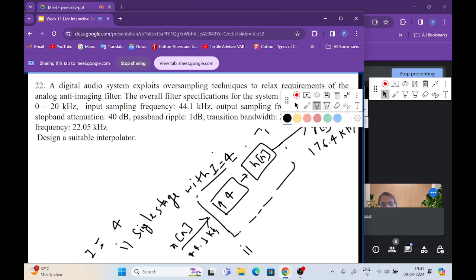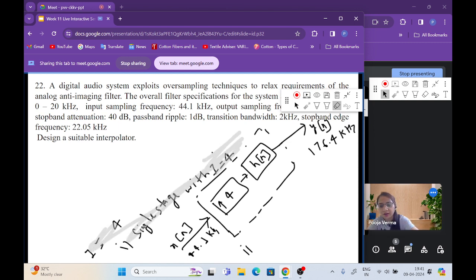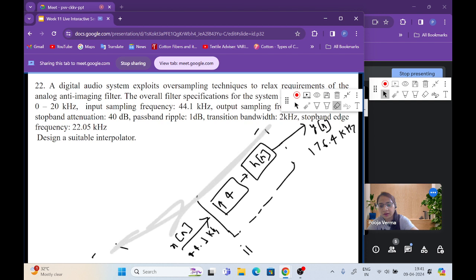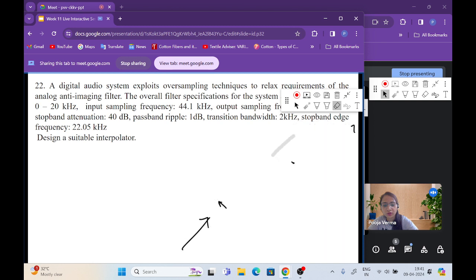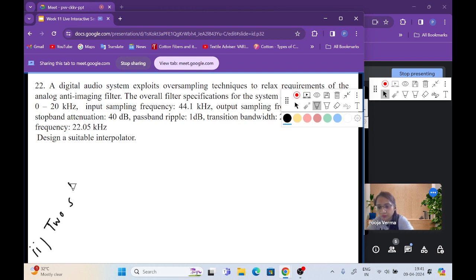Okay, so till now we have designed for single stage, that is interpolation factor is 4. Now we will move to the two stage. Okay, so second one is two stage with interpolator.